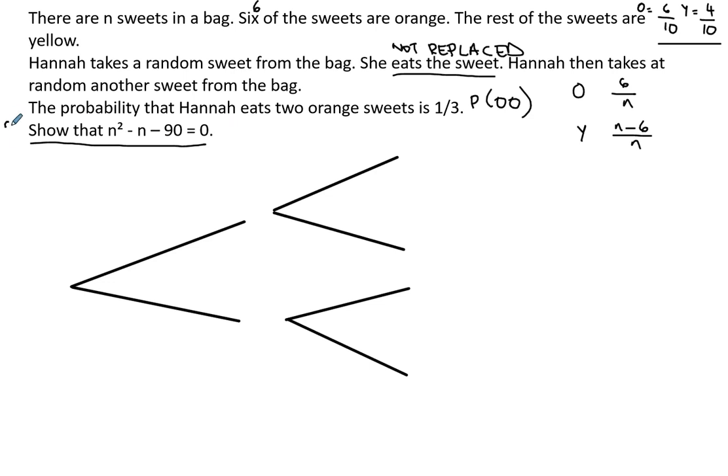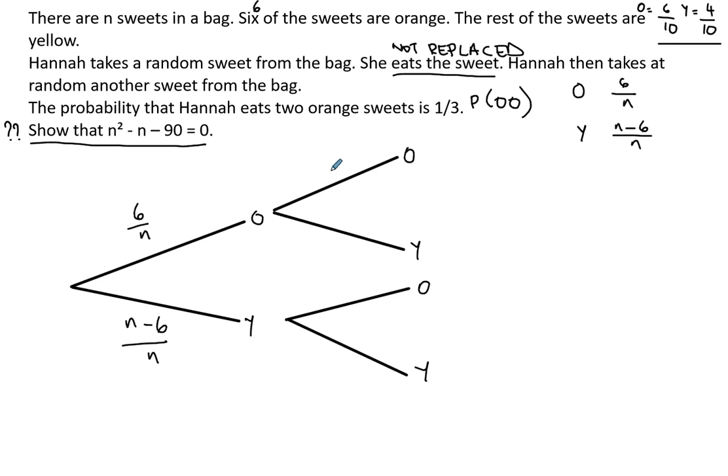Okay, you suddenly think, what am I supposed to be doing with that? But again, don't let that faze you. Just go with the flow and you'll find you'll actually arrive at it. So here you've got orange, yellow. Am I doing this question? Okay, so orange is 6 out of n, and yellow is n minus 6 over n.